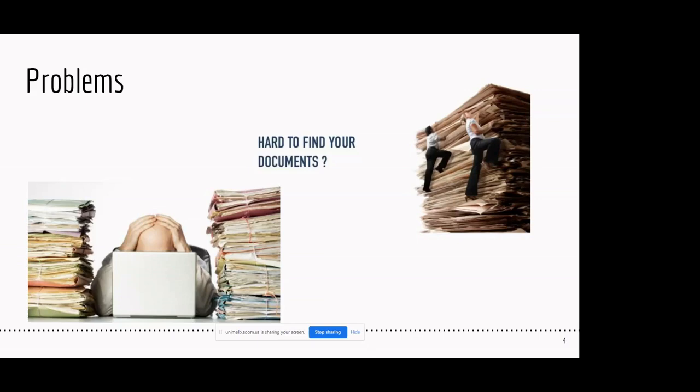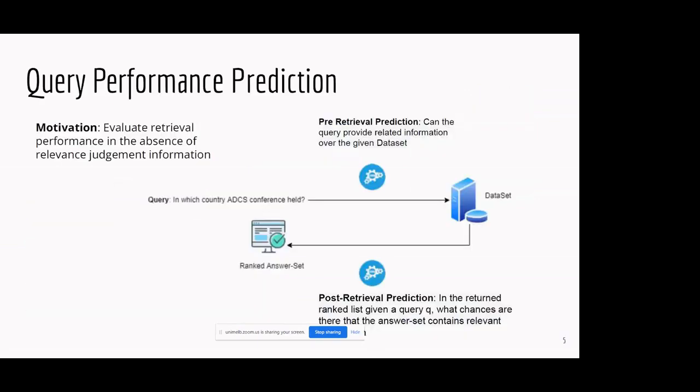So what we are looking for in query performance prediction, the main motivation, is to evaluate the retrieval performance in the absence of relevance judgment information. There are two ways of doing that. One is pre-retrieval prediction, and the other is post-retrieval prediction models.